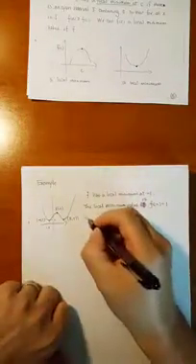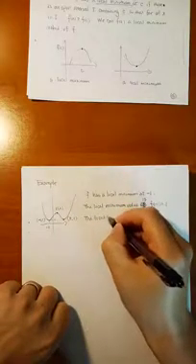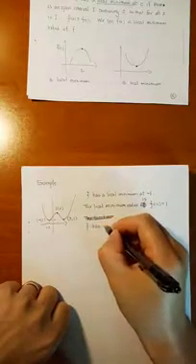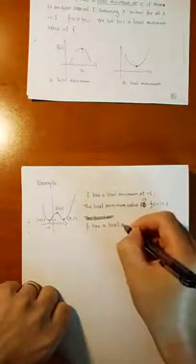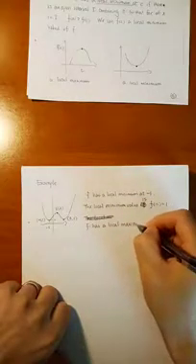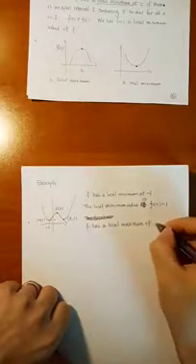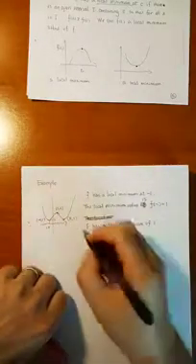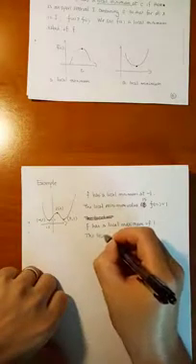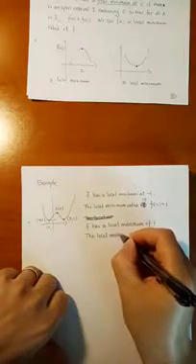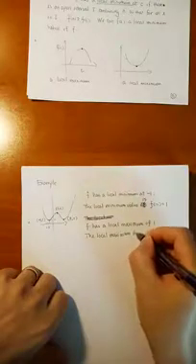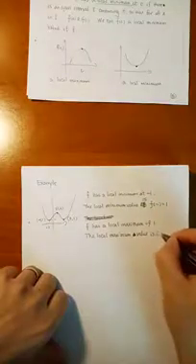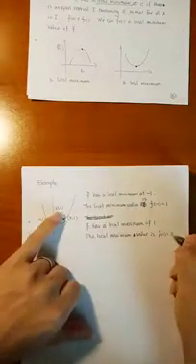And f has a local maximum at 1. You see, at 1 you have a local maximum, the highest point. The local maximum value is f of 1. F of 1, the y coordinate is 2.